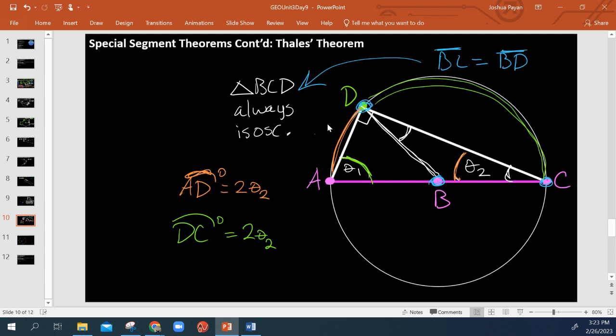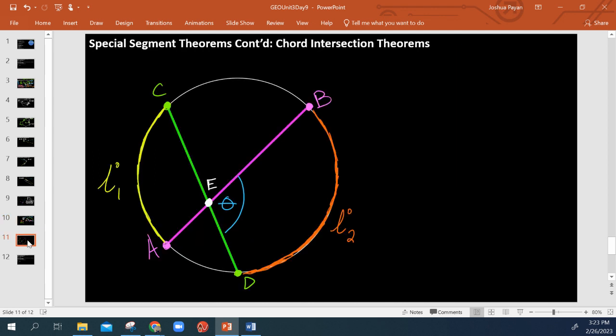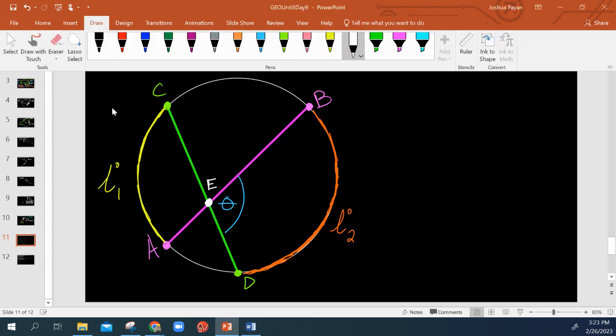Okay, so one last theorem. I almost cut off the video and completely forgot about this one. One last theorem, and this is just the chord intersection theorems. There's multiple to this, there's two. The chord intersection theorem tells us that, switch colors here.